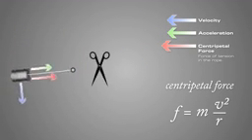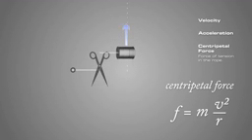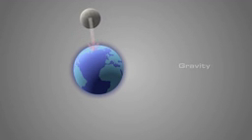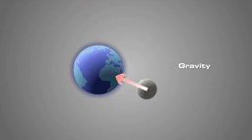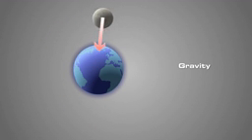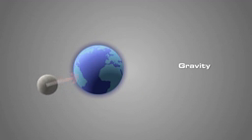If the rope is cut, the can will no longer maintain a circular path, and it will fly in a straight line tangent due to Newton's first law of inertia. The force of gravity pulls the moon towards the center of the Earth. This pull is the centripetal force keeping the moon in orbit around the Earth. If Earth's gravity ceased to exist, the moon would fly off into space in a straight line.